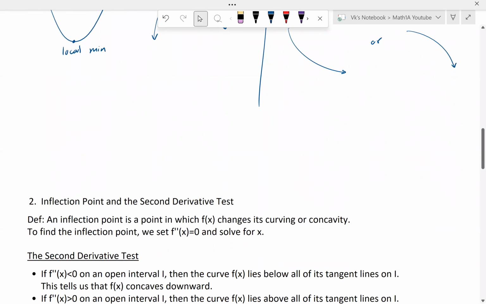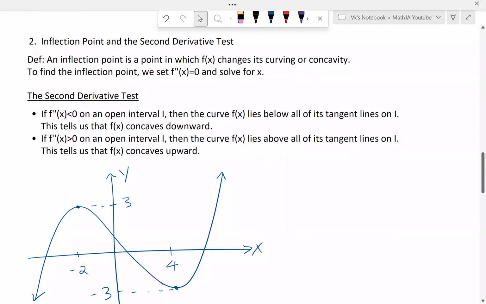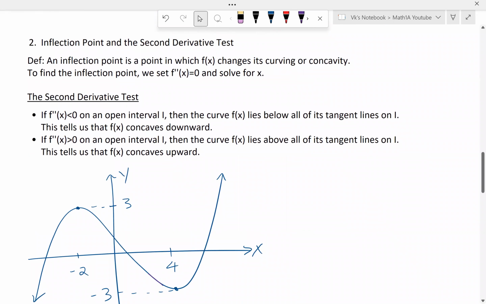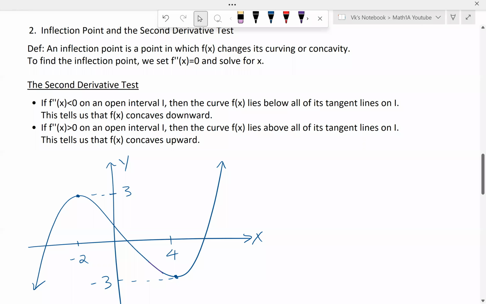And that is the inflection point and the second derivative test. The definition of an inflection point is a point in which f(x) changes its curving or concavity. To find the inflection point, we set the second derivative equal to 0 and solve for x. The second derivative test.